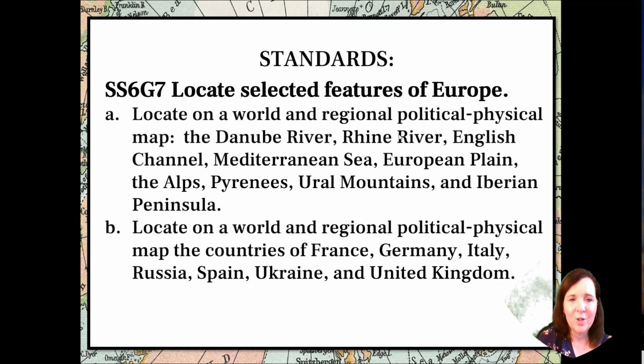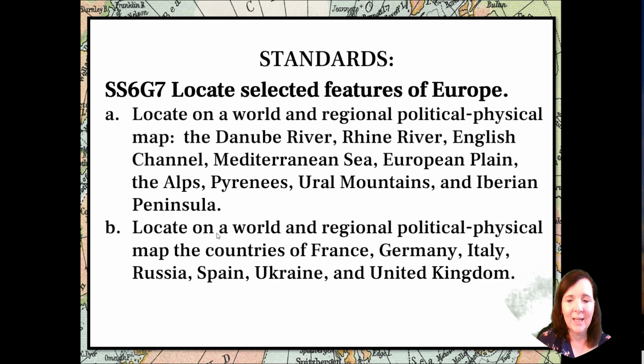So our standards are to locate selected features of Europe, and you need to be able to locate on a world or regional political physical map the Danube River, the Rhine River, the English Channel, the Mediterranean Sea, the European Plain, the Alps, the Pyrenees, the Ural Mountains, and the Iberian Peninsula. Because you are AC, I have added one more peninsula, and we'll get to that in a moment.